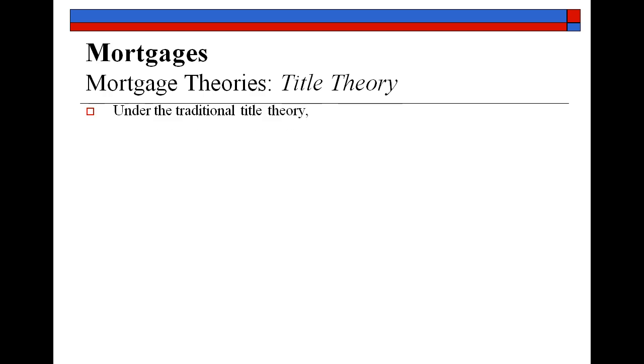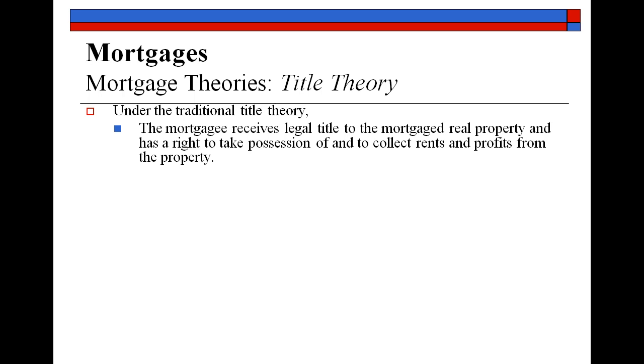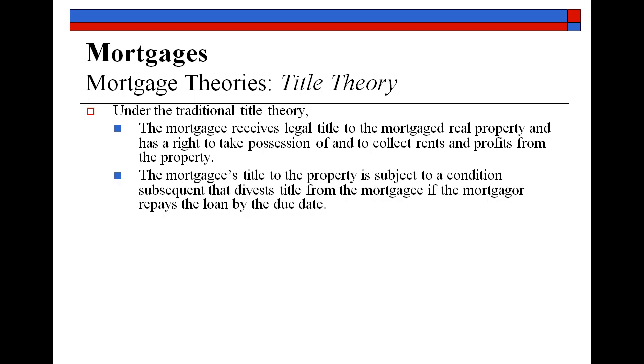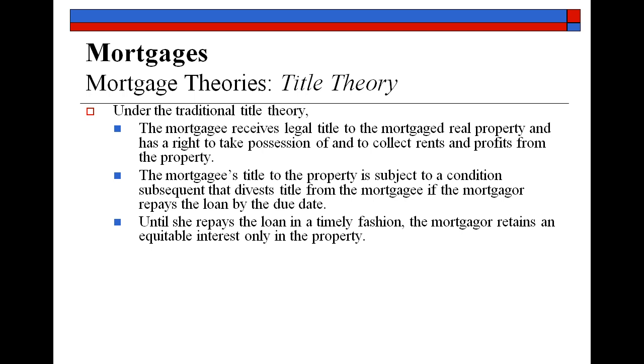Under the title theory, the mortgagee, that's the lender, receives legal title to the mortgaged property and thus gets the right to take possession of and collect rents and profits from the property immediately on execution of the mortgage deed. The mortgagee's title, however, is subject to a condition subsequent, which divests title from the mortgagee if the mortgagor repays the loan by the due date. However, until she repays the loan in a timely fashion, the mortgagor retains no more than an equitable interest in the property. As we learned first semester, the title theory is now a distinct minority view.